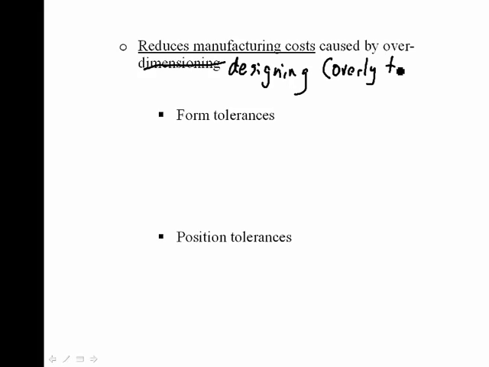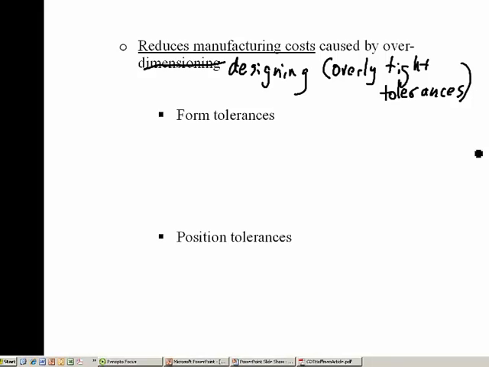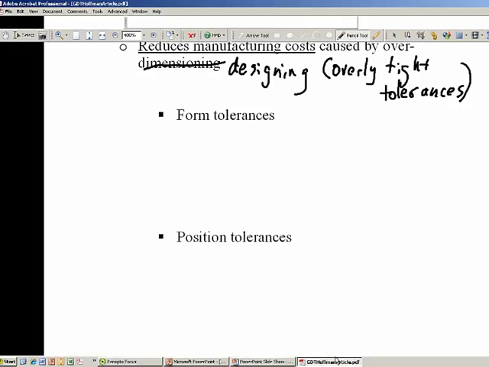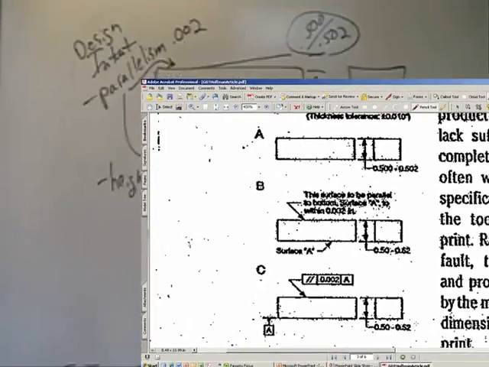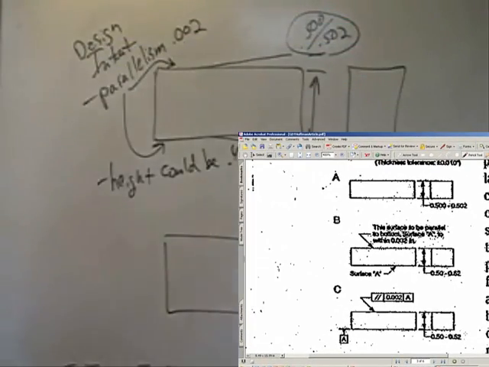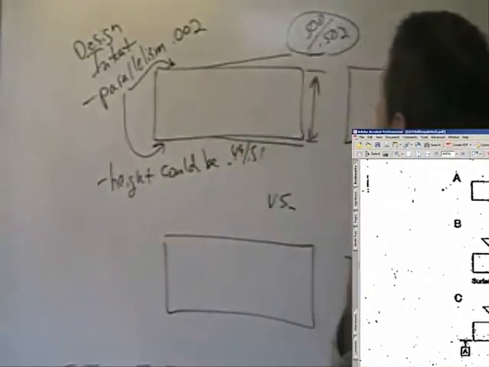Overly tight tolerances. We want to give the manufacturing people as much tolerance and leeway as possible, because then they're going to be able to produce that part with the least amount of cost. This designer doesn't know how to do it.